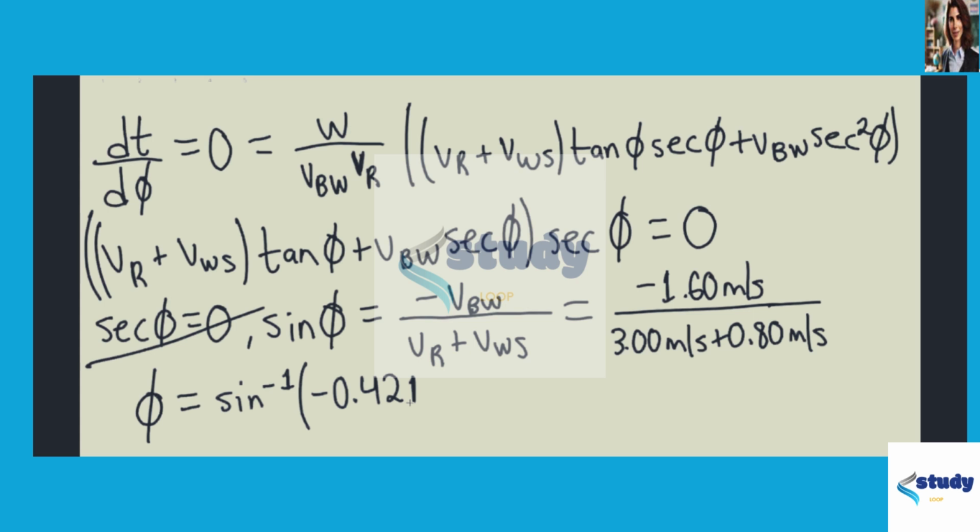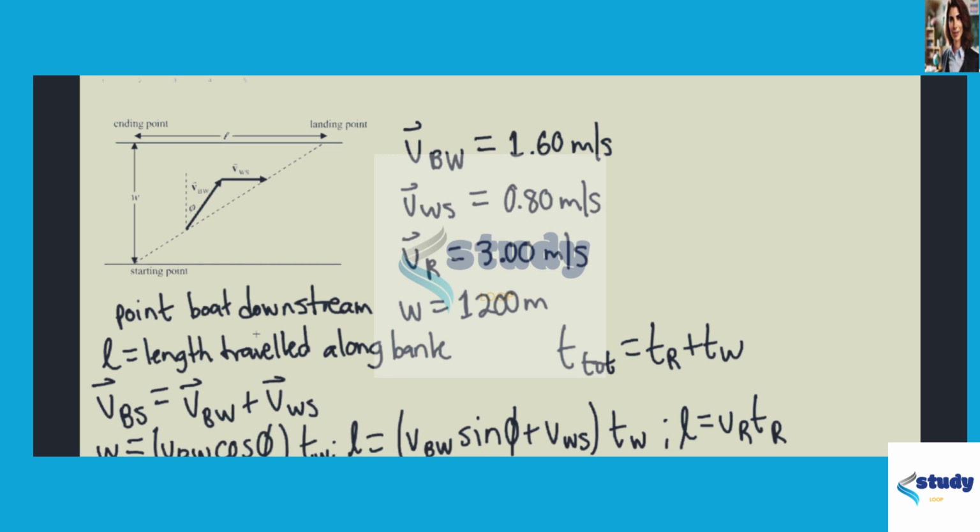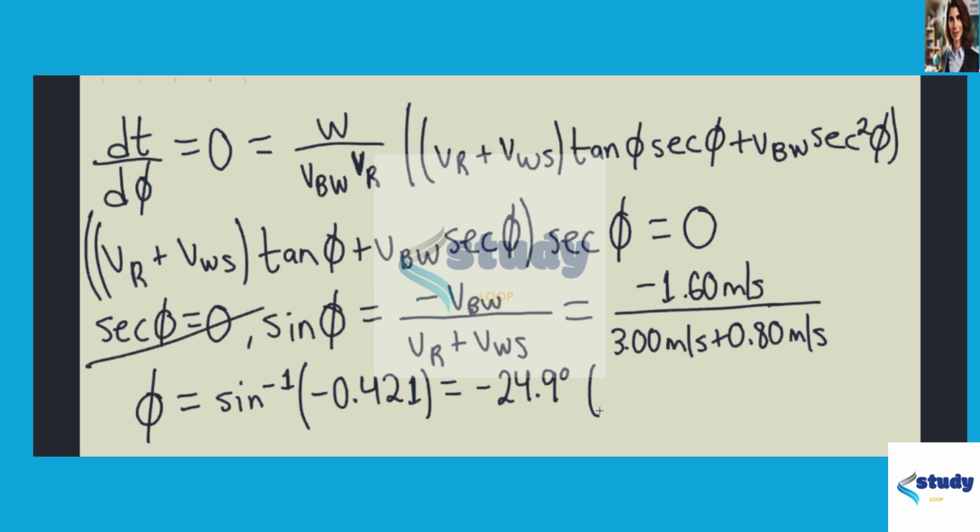Notice we got a negative number. So our direction, when we said that the point the boat downstream, that's not going to be right because we got a negative answer. Therefore, we're going to have 24.9 degrees. This would be upstream.